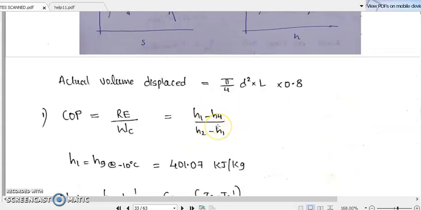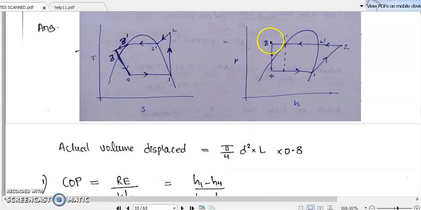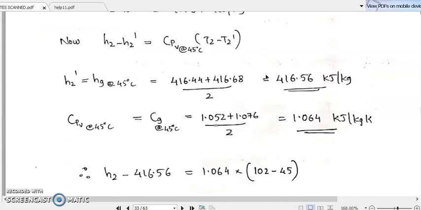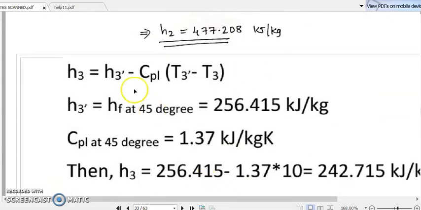Now we need to find out the H4 value. If you observe this pressure enthalpy diagram, H4 will be equal to the H3 value. So now we need to find out the H3 value. But how can we find H3? H3 value will be equal to H3 dash minus Cp delta T.